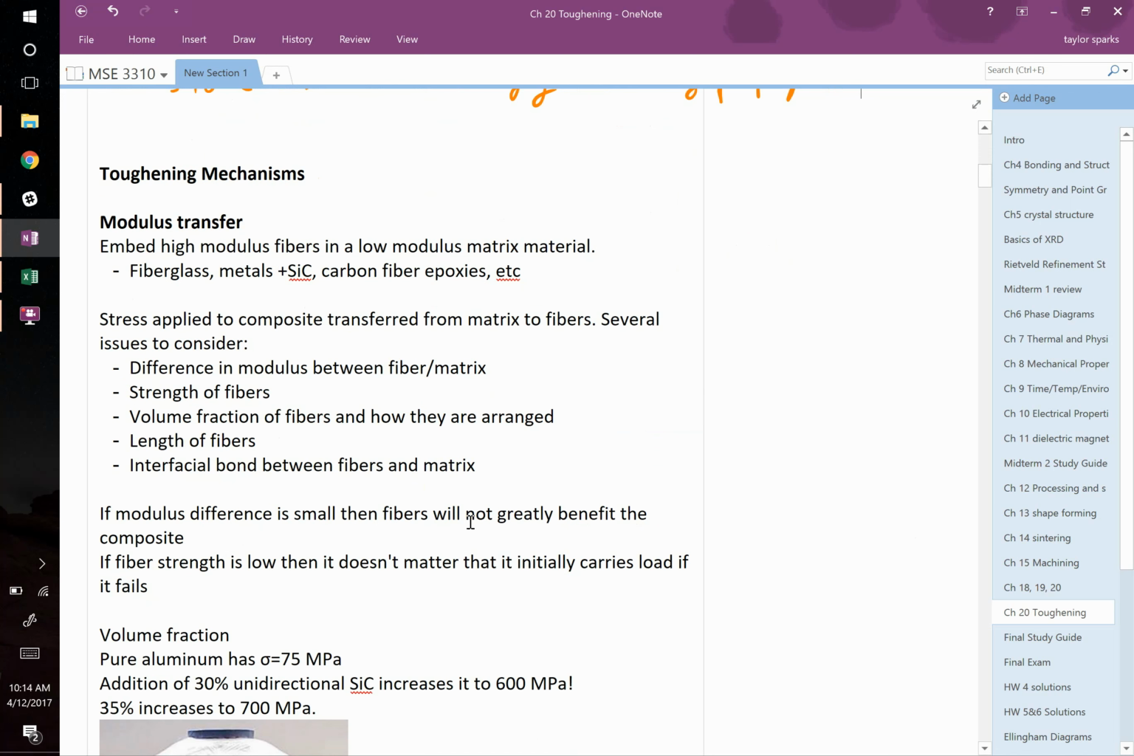So what are our toughening mechanisms that the book at least talks about? One of them is the one that Barrett and Jared were saying, modulus transfer. You embed something with high modulus, like a fiber, into a low modulus matrix. So if you've got cement, which has some modulus, but you put something with a higher modulus into cement, when you stress that, the high modulus material will do what? Like, I guess the question I'm getting at is, why does it have to be high modulus?